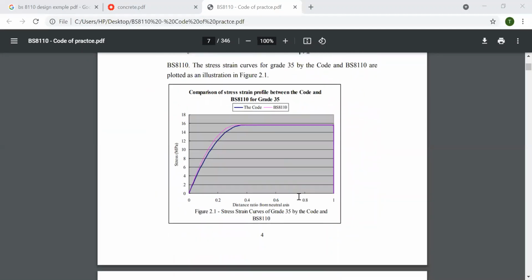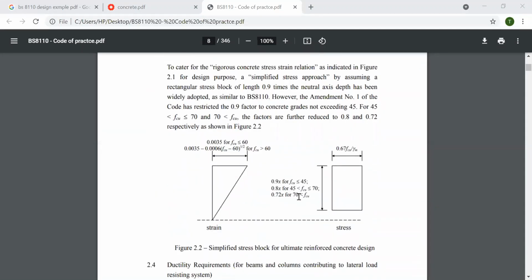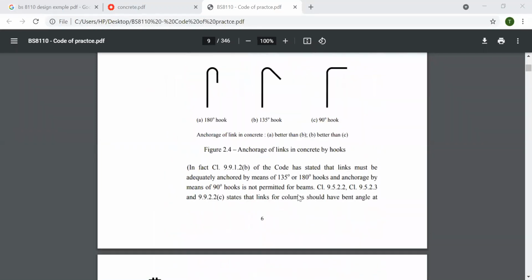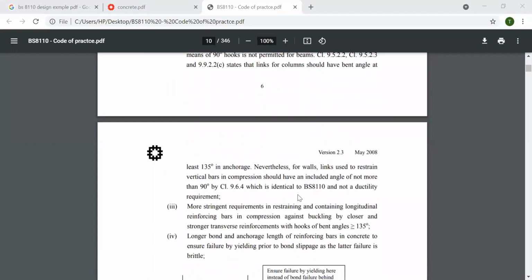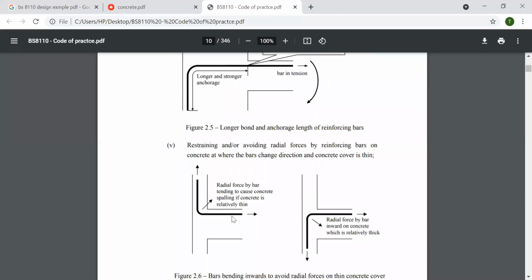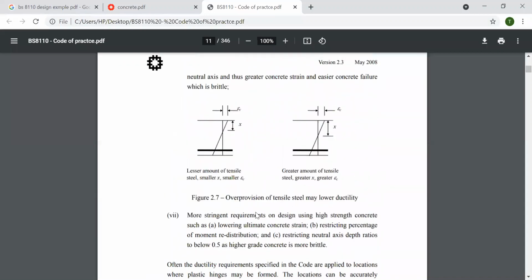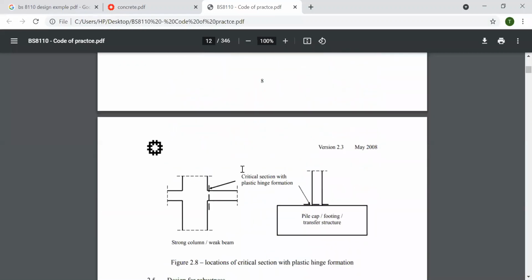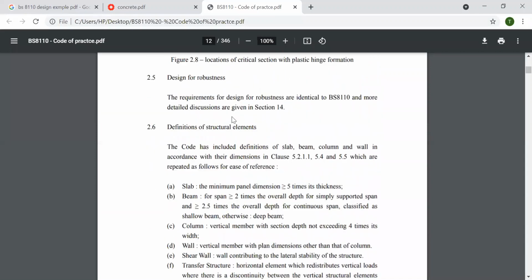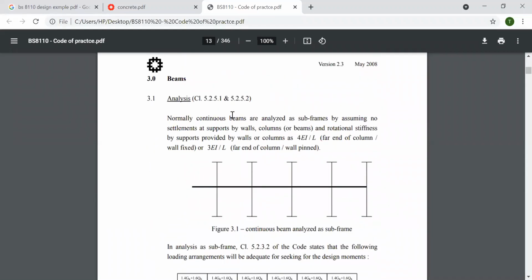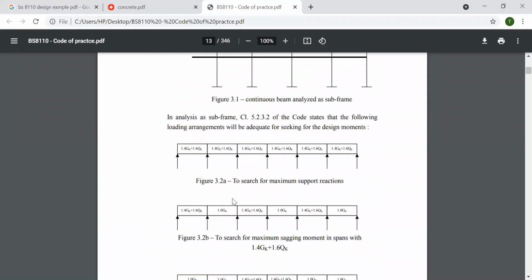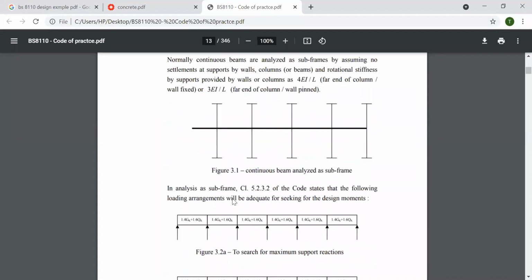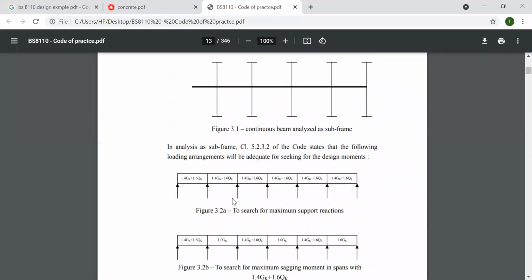Let me quickly go to one example. Start with these things. Up to now we have discussed all these anchorage and length, the normal detailing practices, etc. Right? So everything comes here. This is the loading arrangement, right? How do you analyze the structure? The combination of the structures.